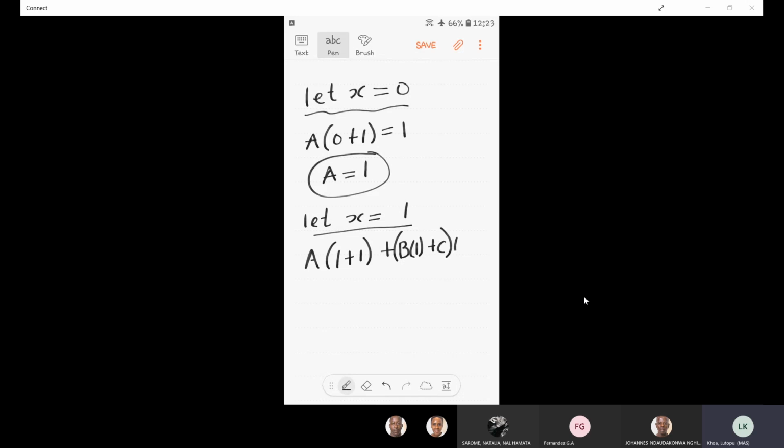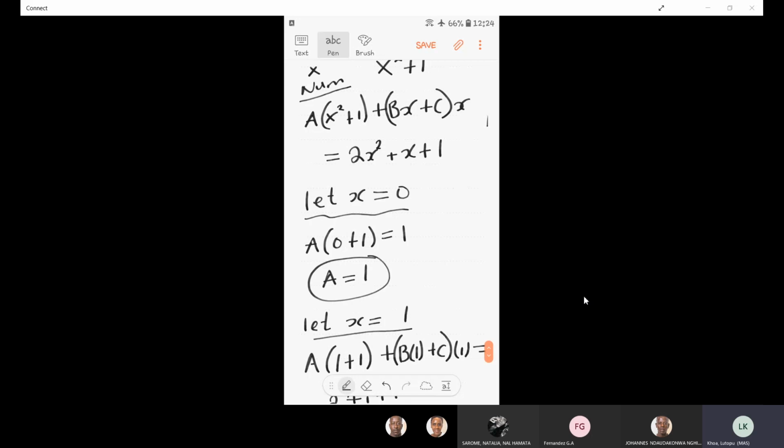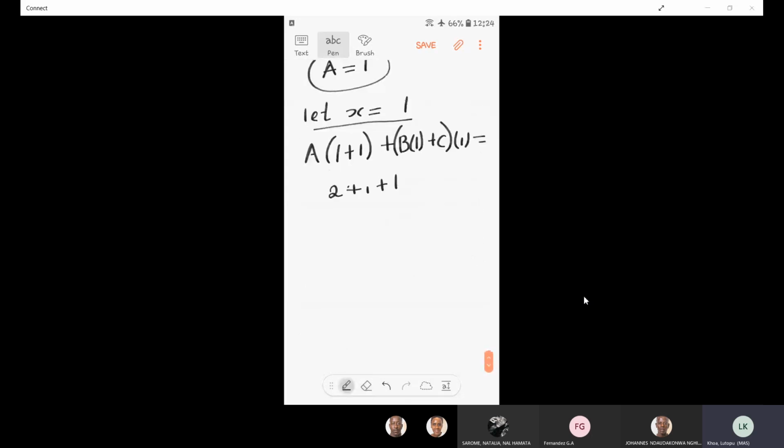This is multiplying by 1, that's my left hand side, and then this should be equal to 2 times 1 squared, which is just 2, plus 1 plus 1 over there. So I'm just substituting x is equal to 1 on the left hand side as well as on the right hand side. Then what I have is 2a plus b plus c. This is equal to 4.